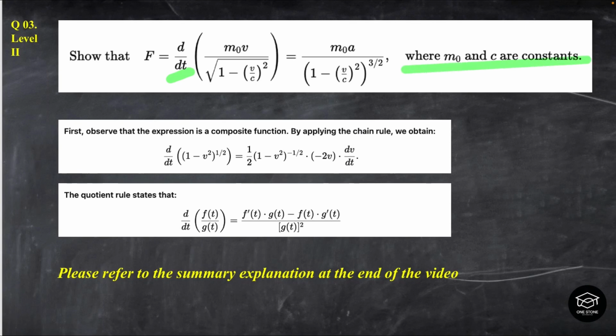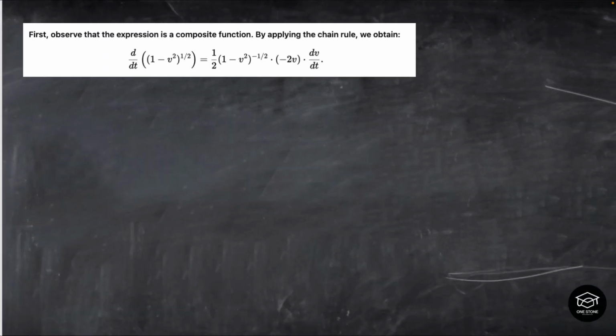Our goal is to show that this expression is equal to m naught times acceleration a divided by 1 minus v squared over c squared, all raised to the power of 3/2. Before we begin differentiating the full expression, let's take a moment to understand how to differentiate a composite function using the chain rule. Take a simpler example.